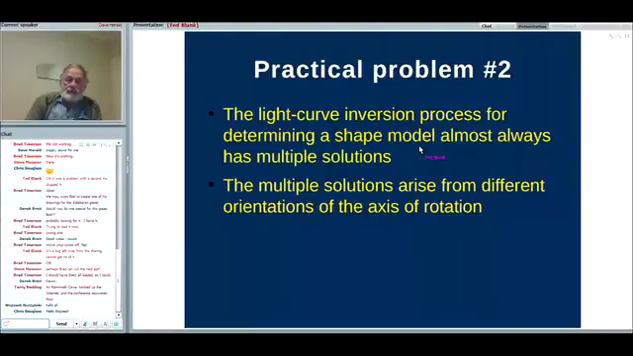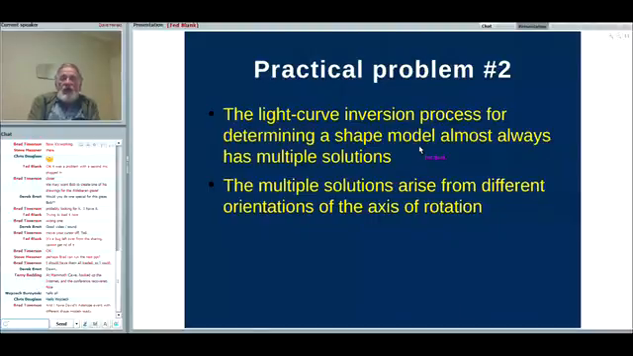The second practical problem. The light curve inversion process for determining the shape model almost always has multiple solutions. And the multiple solutions arise from different orientations of the axis of rotation, and these orientations are derived out of the analysis of the light curves. The shape model derivation process almost inevitably comes up with more than one shape model.